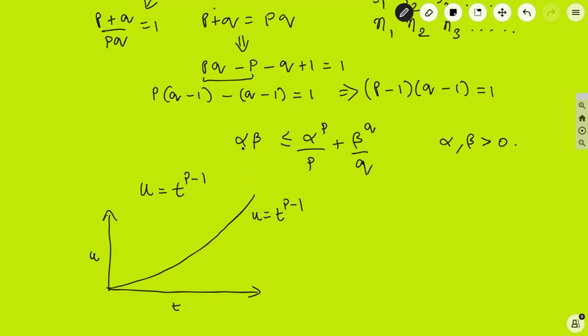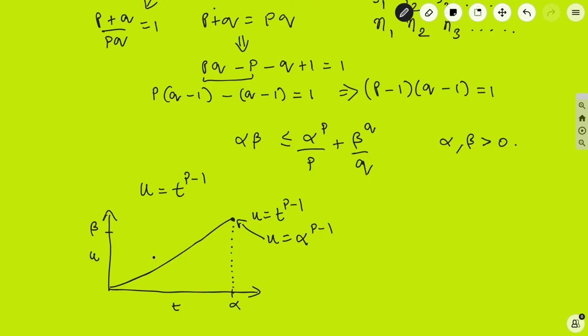Now, I need these two numbers, alpha, beta. I'll just plot it here. So this is alpha, and let's say this is beta. You'll see why we need these two points to be noted here. Now, at alpha, this is the point. At alpha, your u is alpha to the power p minus 1. This is this particular point. And so let me draw this again.